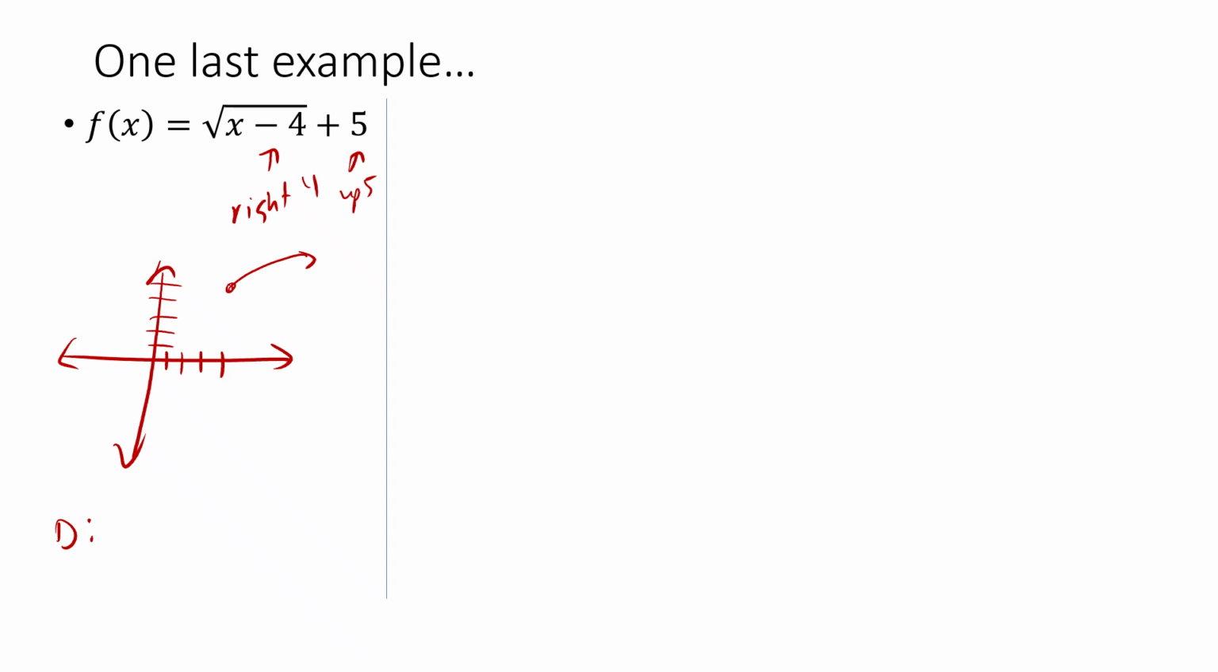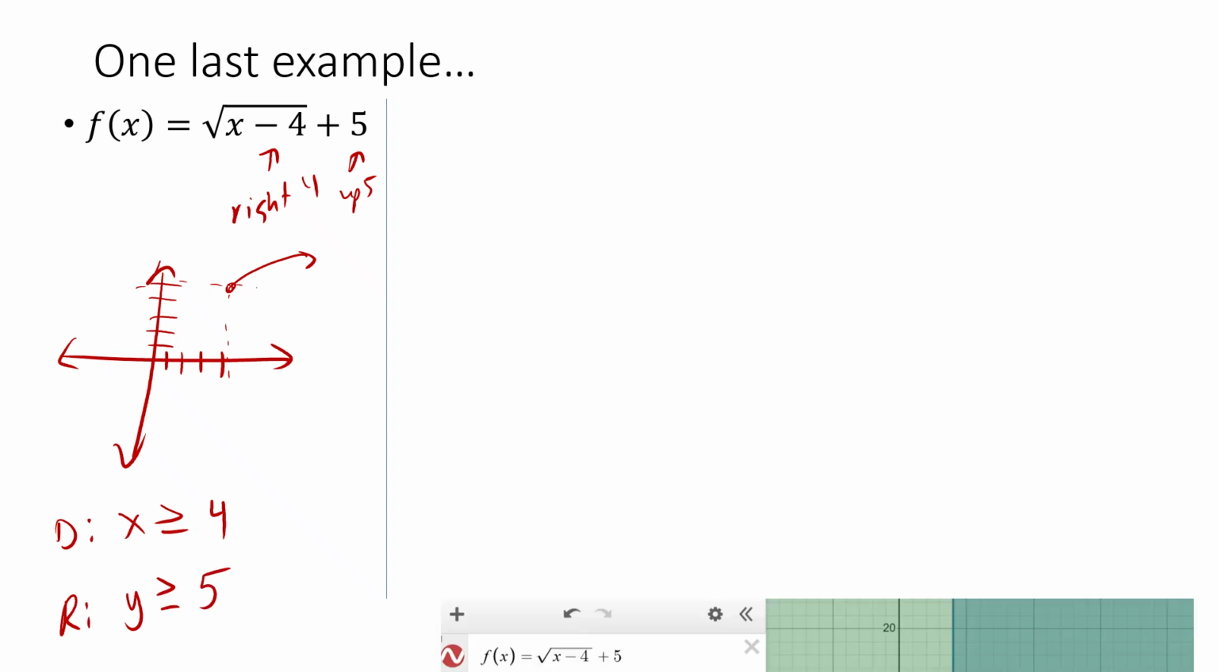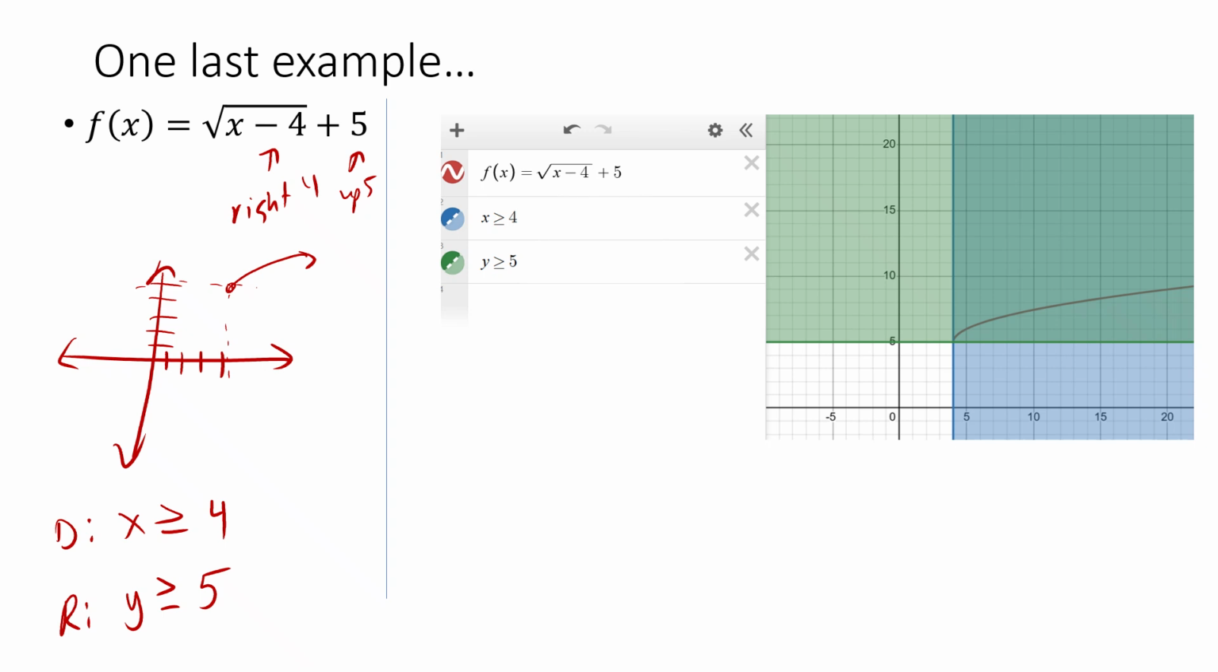So my domain is moving to the right, so that would be greater than or equal to, and you look and say, all right, where is my x? That's at 4, and my range is going up, so that would be y is greater than or equal to 5. So let's go check our Desmos graph. And here we have x is greater than or equal to 4, and you can see the shading in the blue. Y is greater than or equal to 5, so you can see the shading in the green, and the entire graph is captured in both the domain and range. Therefore, I know that I have done this correctly.